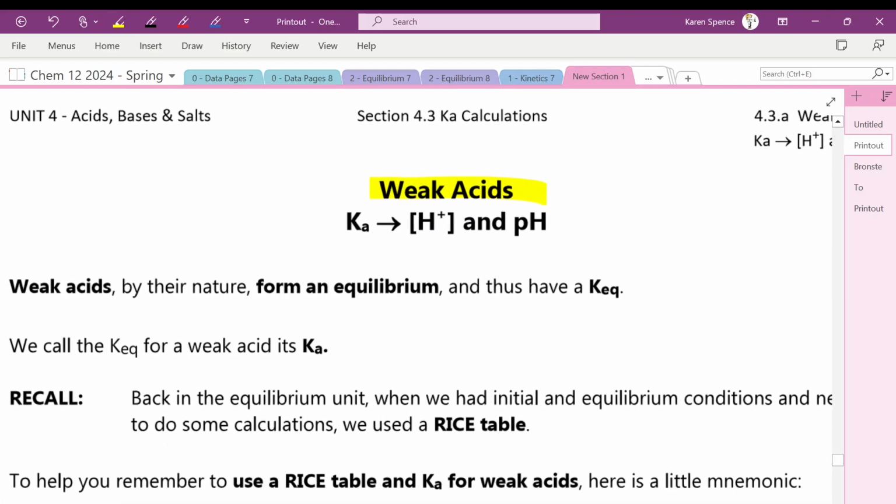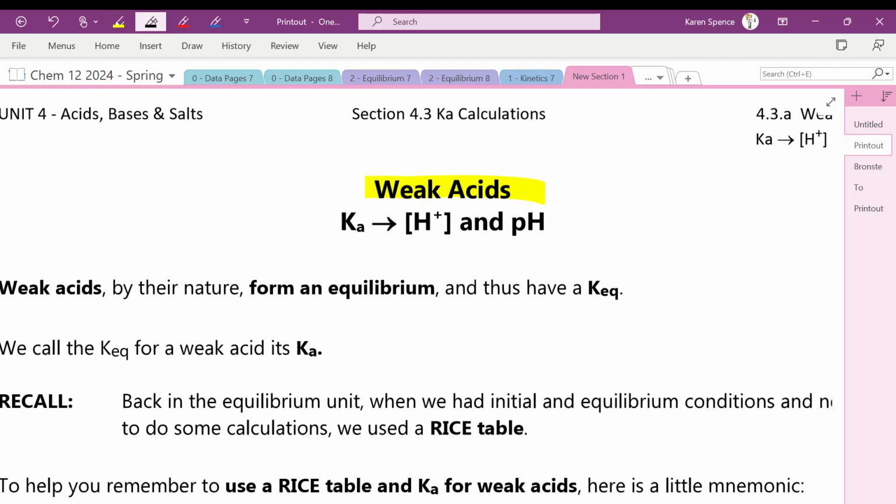And with a weak acid, they form an equilibrium. And therefore, if something forms an equilibrium, what kind of a value will it have? It will have a Keq. And what do we call a Keq for a weak acid? Ka. Yes, indeed. Okay.